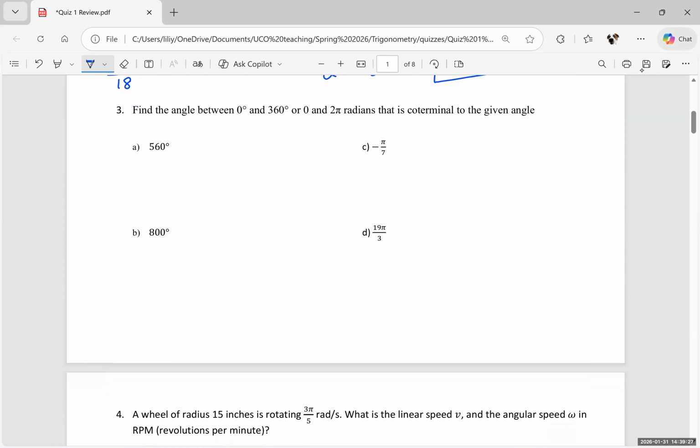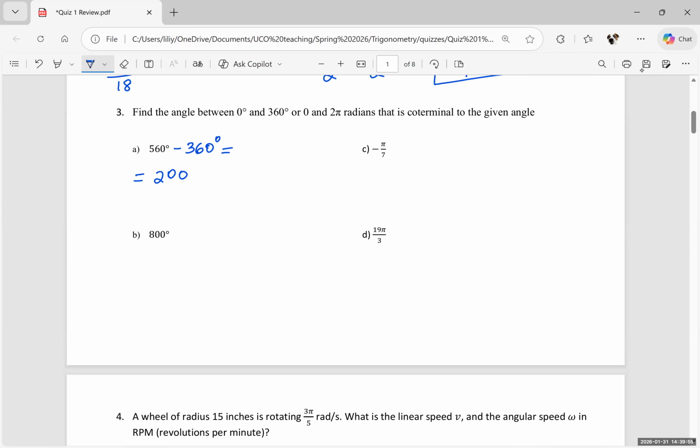Coterminal angles. Find the angle between 0 and 360 or 0 and 2 pi that is coterminal to the given angle. Part A is given in degrees, so my answer is going to be in degrees. All you have to do here is either add or subtract 360 degrees in order to get an angle that's between 0 and 360. Since 560 is bigger than 360, we're going to subtract 360 degrees. You'll get 200 here, and that is your final answer.